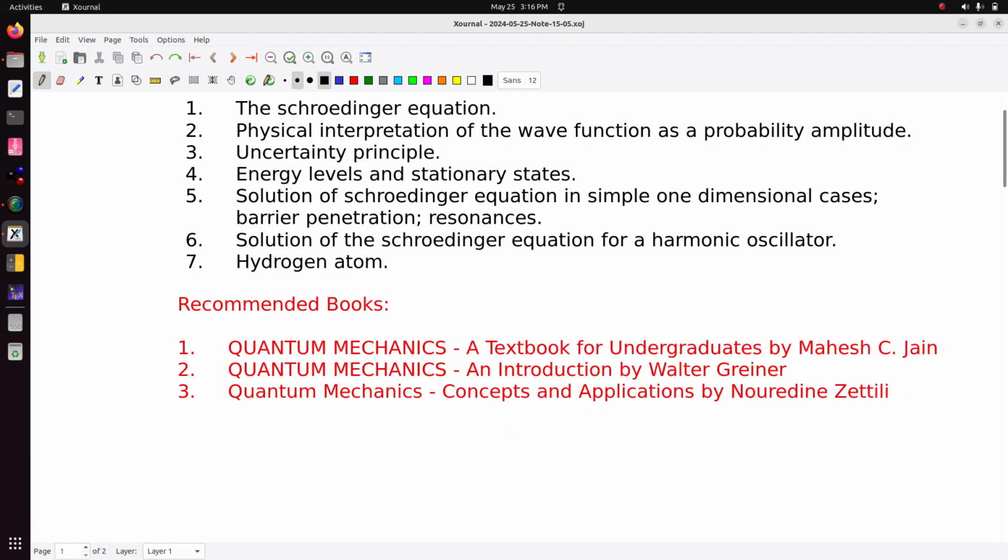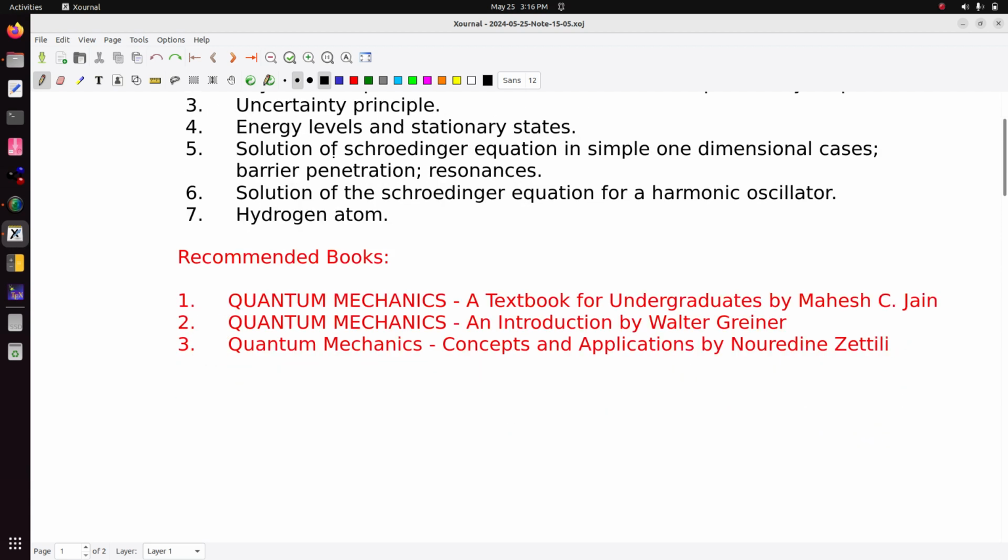The recommended textbooks are Quantum Mechanics by Mahesh Jain, Quantum Mechanics by Walter Greiner, and an introductory book on quantum mechanics concepts and applications by Zettili. So these are the recommended books. I think the simplest among the three is the first one. So if this is your first time taking a quantum physics course, then the first textbook is for you. It's the simplest among the three books listed here.